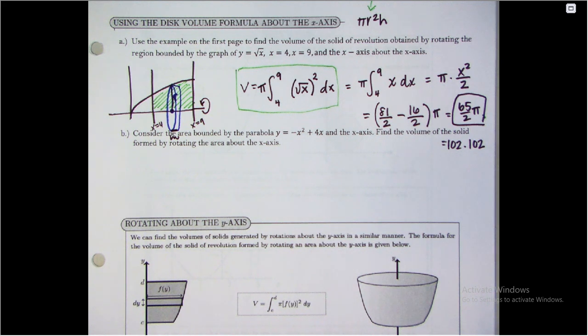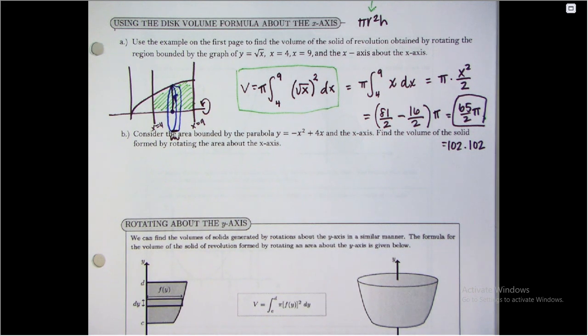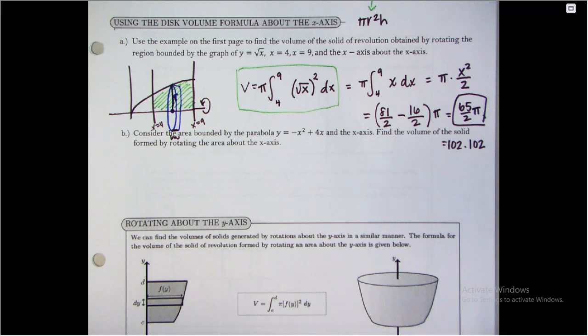Do me a favor, hit pause and try the next one on your own. See if you can figure it out. If you do that and then come back, tune back in, and we'll go over it together.